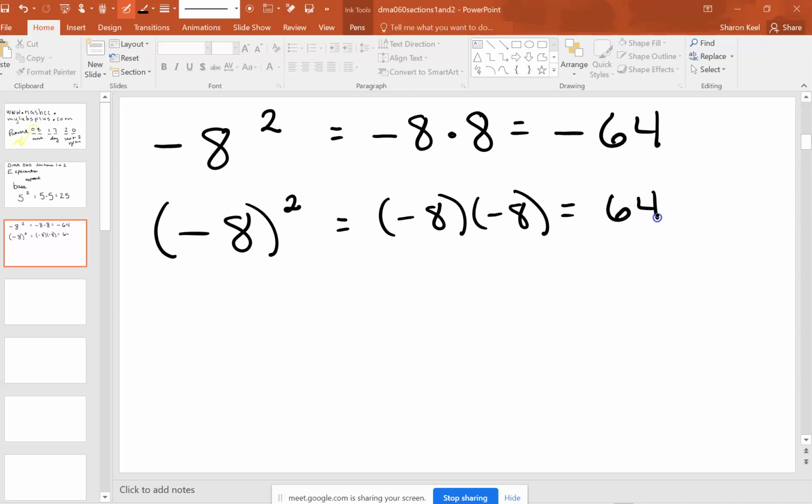And for those of you that are new to NASH taking our DMAs, you are allowed to use your calculator on your homework, classwork, and on your test. So it would behoove you to learn how to use your calculators.